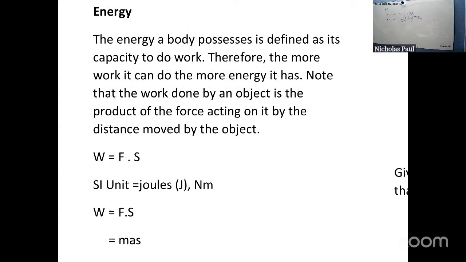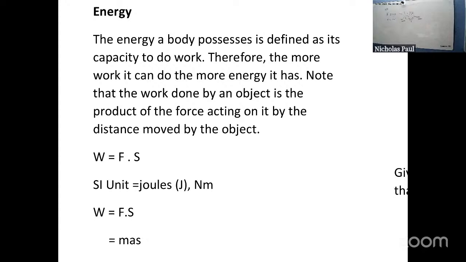The energy a body possesses is defined as its ability to do work. So if they ask you to define energy, energy is the ability to do work. Therefore, the more work it can do, the more energy it has. Work allows it to apply a force to an object, and that object should move. So technically, work done is the product of the force applied and the distance moved.